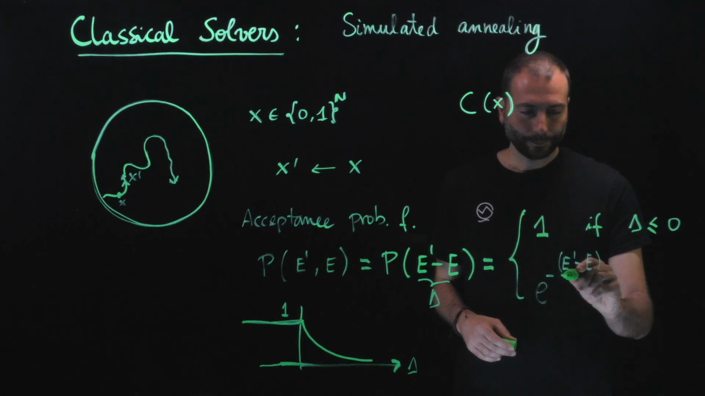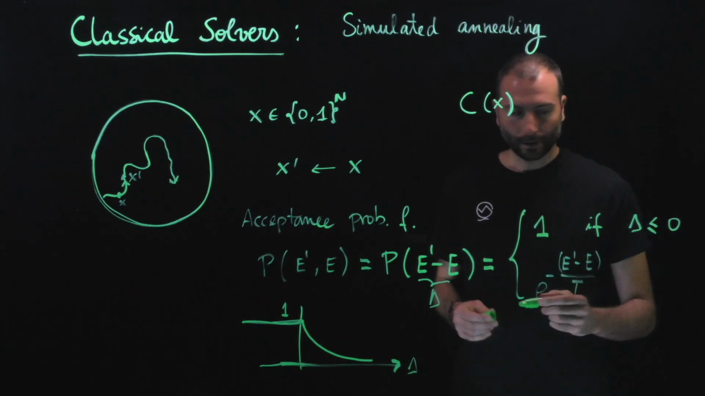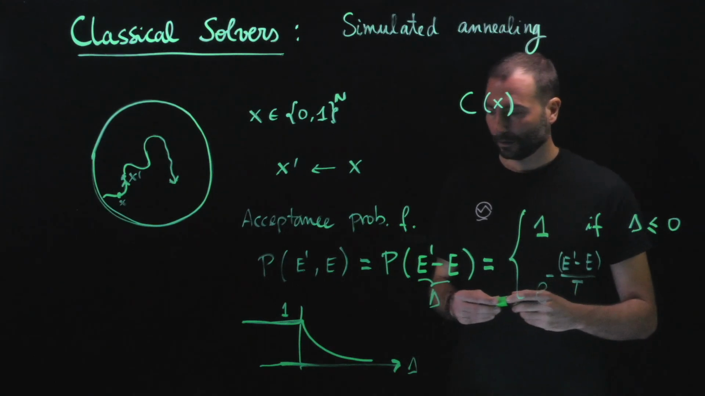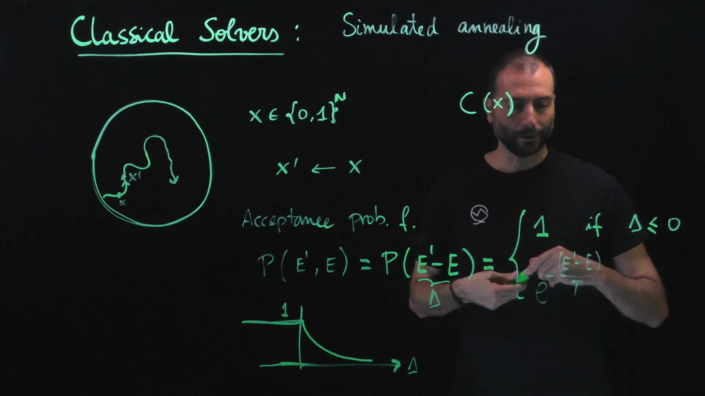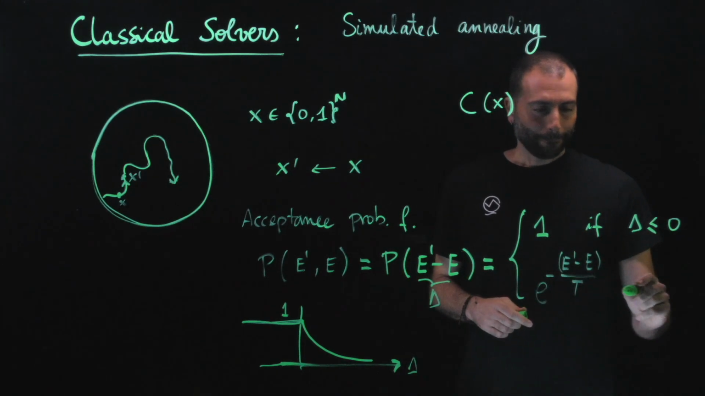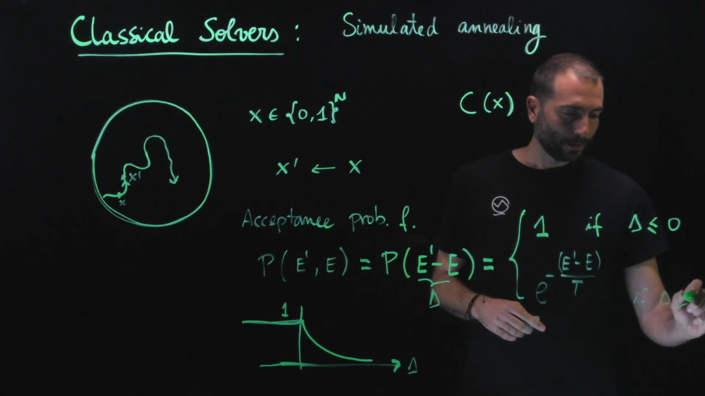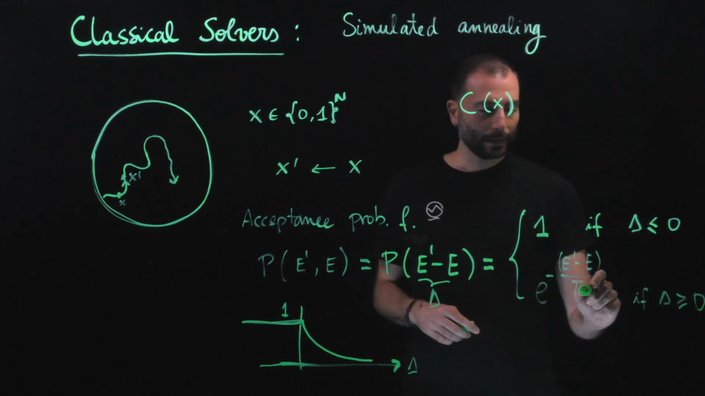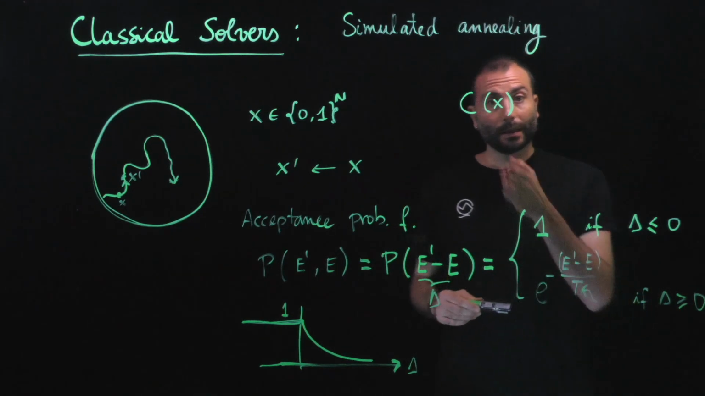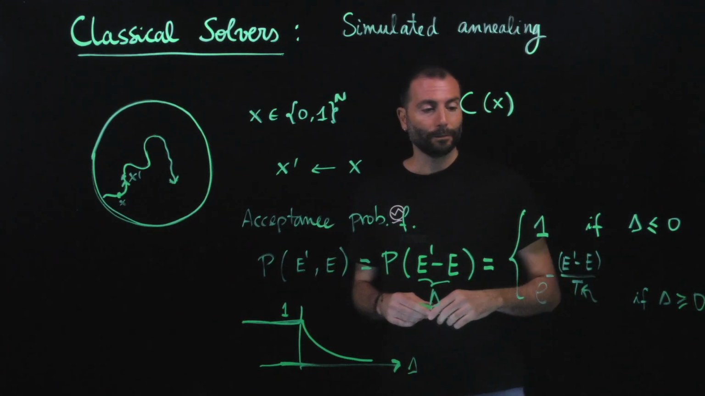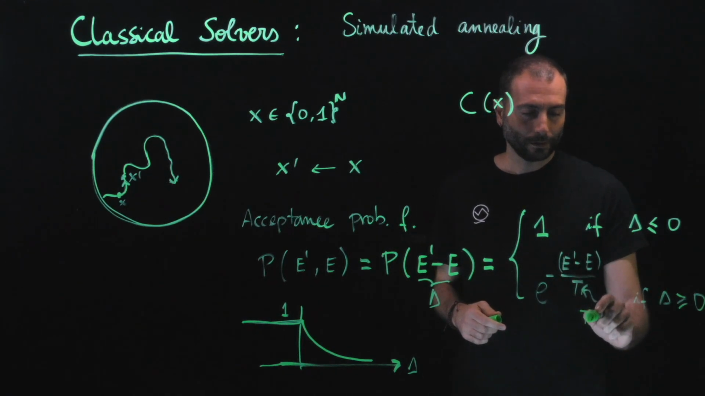Exponential decay that depends on, I use here delta, the difference of energies, if delta is positive. The T parameter here determines how fast this decay is, and it symbolizes a kind of temperature.